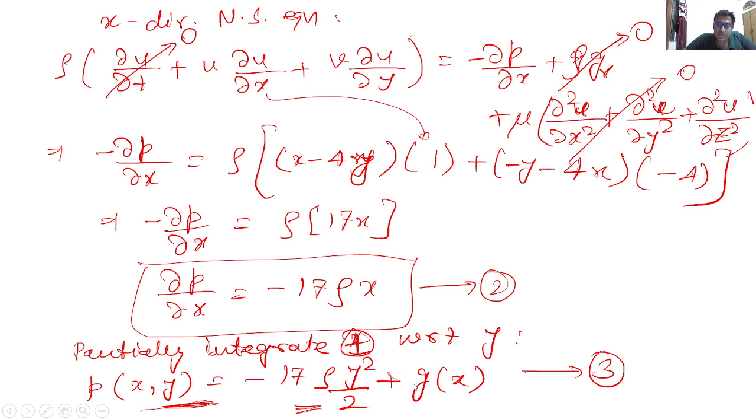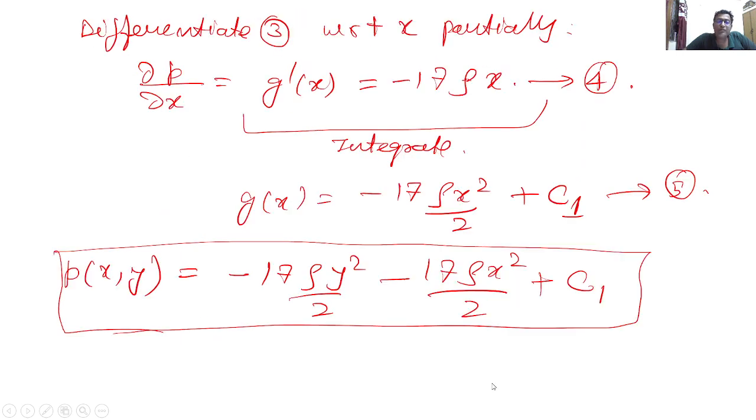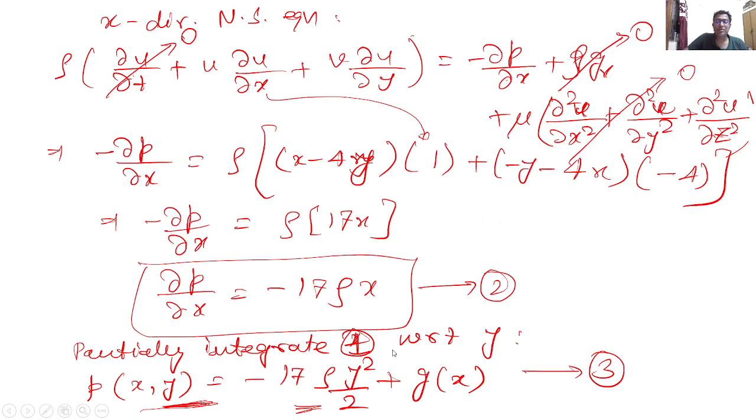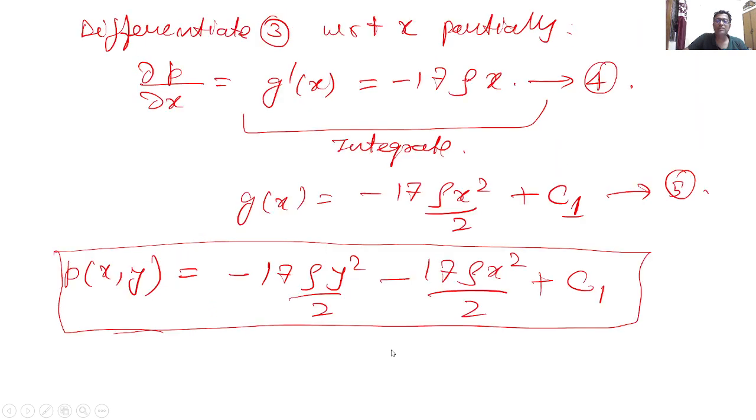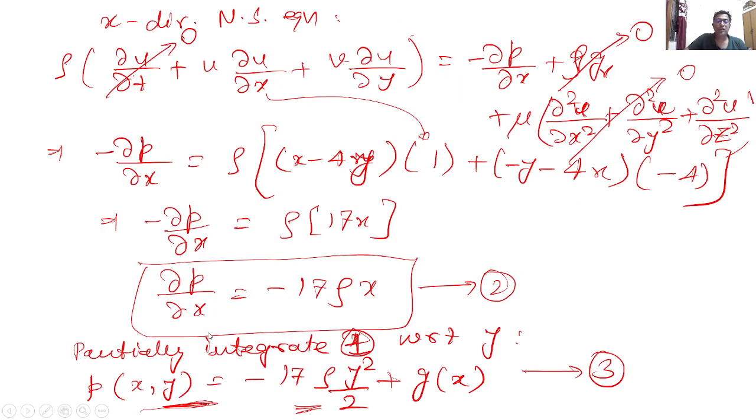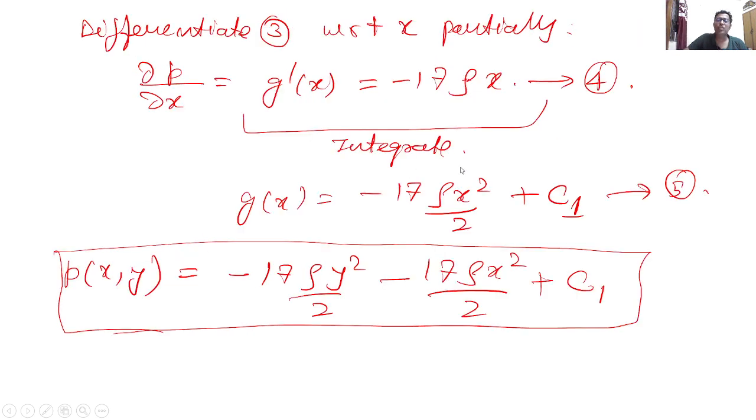g of x will be a function with respect to x, and for finding g of x, we again differentiate it. So this would be del p by del x equal to g dash x from this expression, and g dash x would be equated to equation 2 again. So it would be minus 17 rho x. We finally integrate to find g of x is equal to minus 17 rho x square by 2 plus any constant c1. Finally, we can write p of x comma y equal to minus 17 rho x y square by 2 minus 17 rho x square by 2 plus c1. Okay. Yeah, got it, sir.